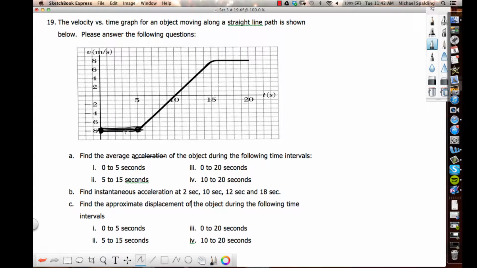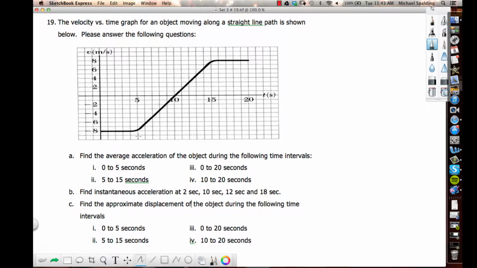And why does that make sense? Because what happens from 0 seconds to 5 seconds? Does he change velocity? No. He stays at 8, 8, 8, 8. He's 8 meters per second the whole way in the negative direction. He doesn't change velocity. Okay, how about from 5 to 15?